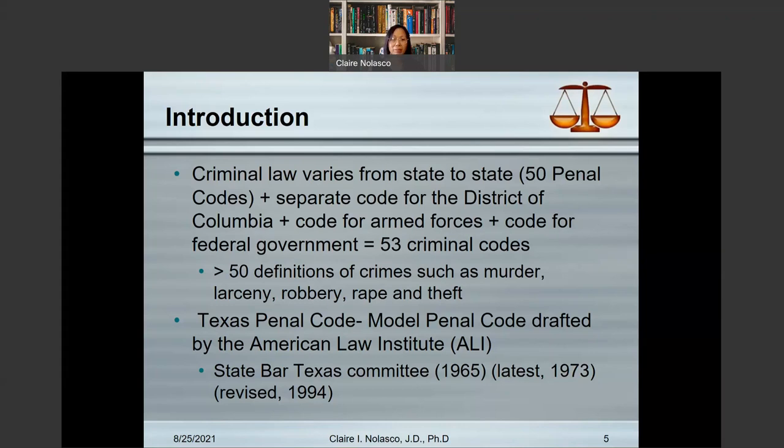Okay, the State Bar Texas Committee in 1965 drafted the Texas Penal Code. It was revised in 1994.